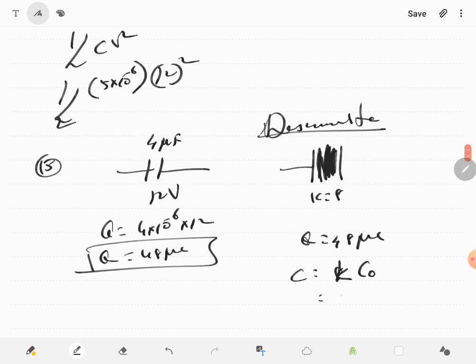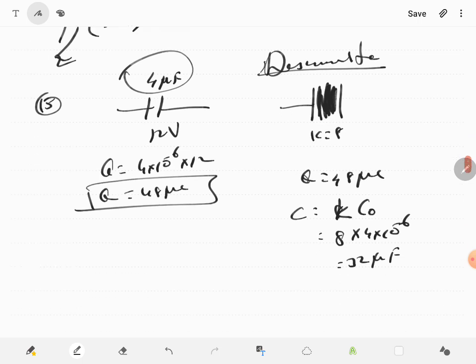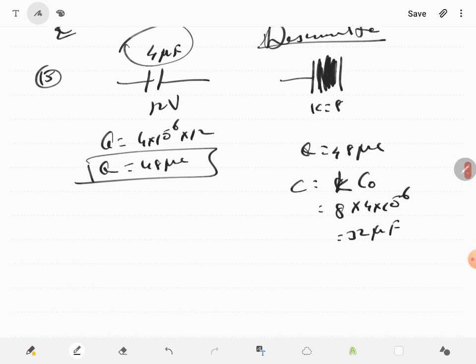So then what was the original capacitance? 4 microfarad. So 8 into 4 into 10 to the power minus 6 will be 32 microfarad. It just multiplies like that. Okay, what happens to the potential difference between the plates of the capacitor? When it is 12 volt and you're disconnecting, that will become V by K. So 12 by 8. The moment you disconnect, the potential drops by K.